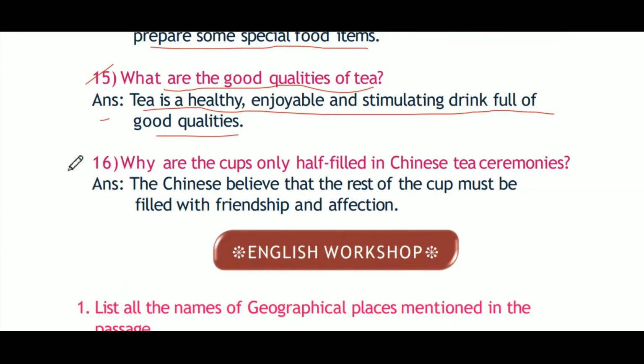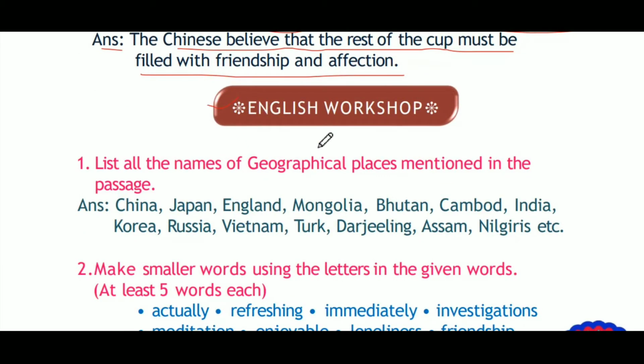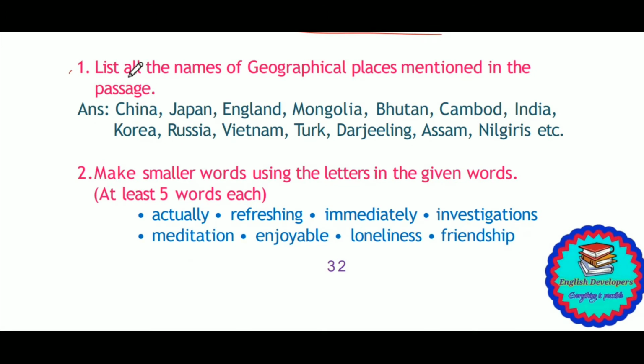Now question number 16. Why are the cups only half filled in Chinese tea ceremonies? Answer: The Chinese believe that the rest of the cup must be filled with friendship and affection. Now, English workshop of this topic. Question number 1. List all the names of geographical places mentioned in the passage. Answer: China, Japan, England, Mongolia, Bhutan, Cambodia, India, Korea, Russia, Vietnam, Turkey, Darjeeling, Assam, Nilgiris, etc.